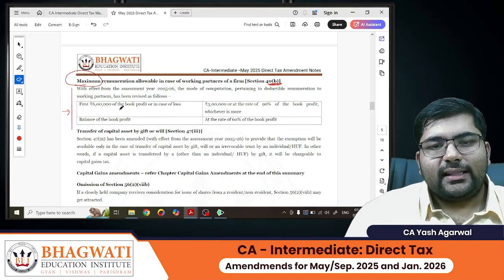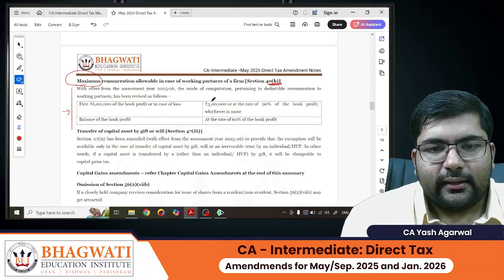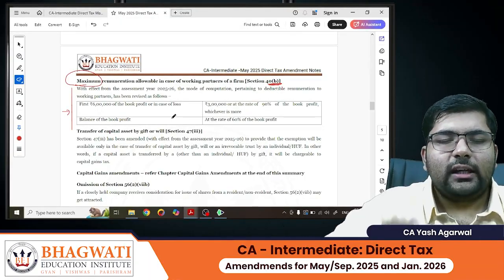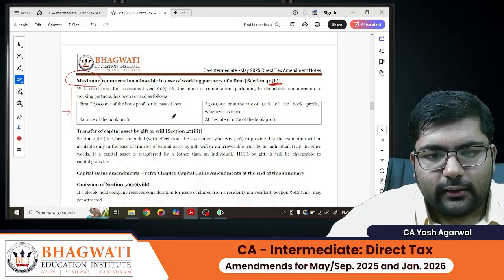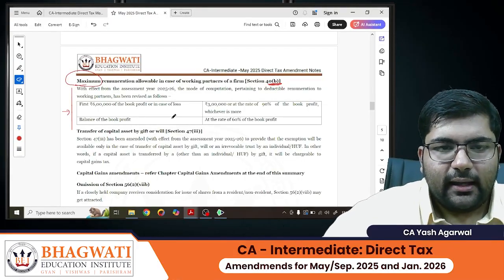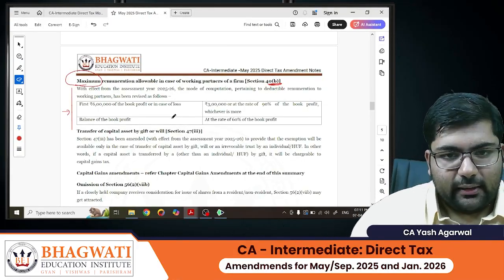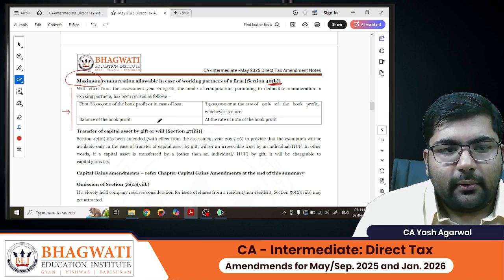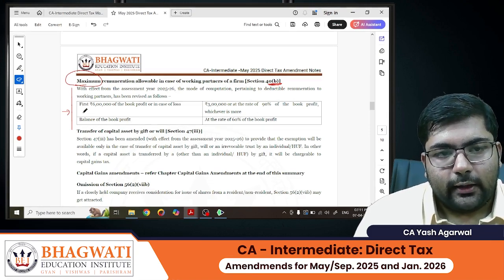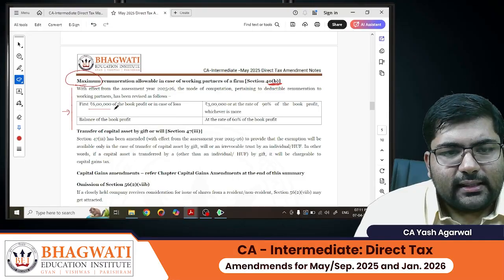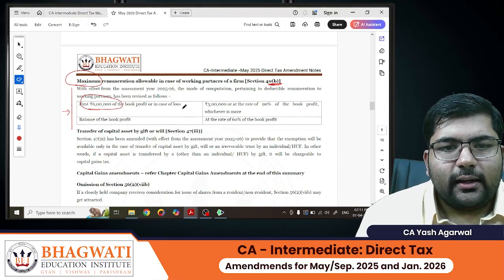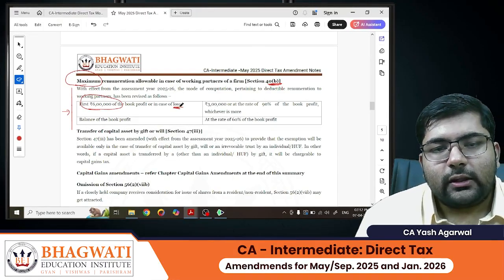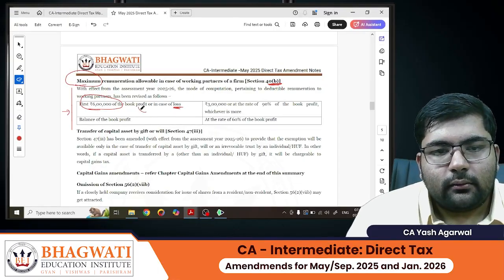Now in the Act, these limits were different before. I am very certainly expecting a question on this particular concept either in the May exam, and if it gets delayed, then in the September exam. So please make sure to remember and revise this point and be very clear about it. On the first 6 lakh rupees of the book profit, or in case of a loss. Which loss? Loss as per book profit.